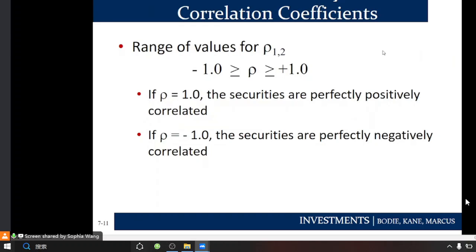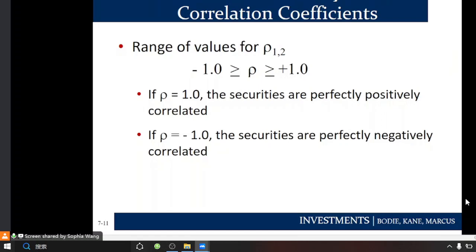Okay, so suppose that they are in a linear relationship. You should know that the range of values for rho should be -1 to 1. It moves from -1 to 1. If rho equals 1, that means the securities, the stocks, are perfectly positively correlated.